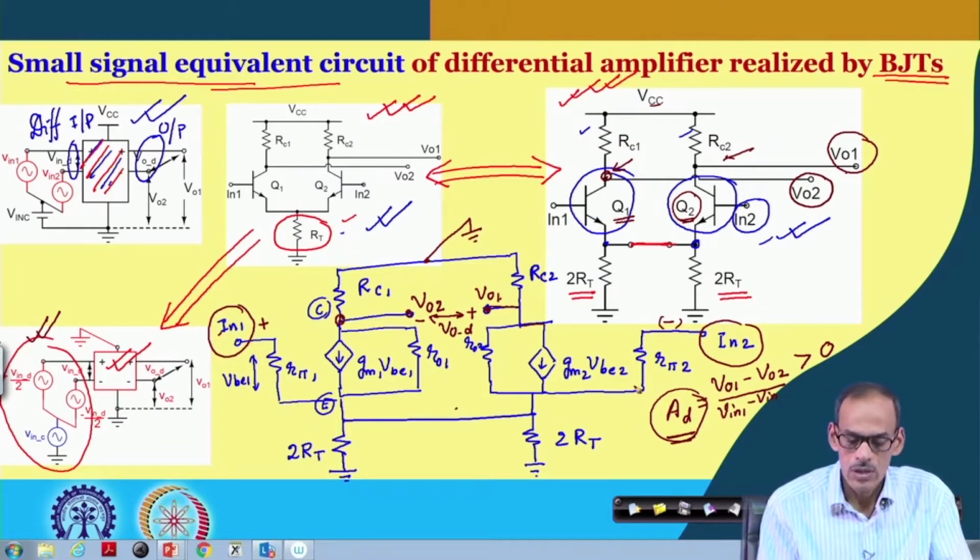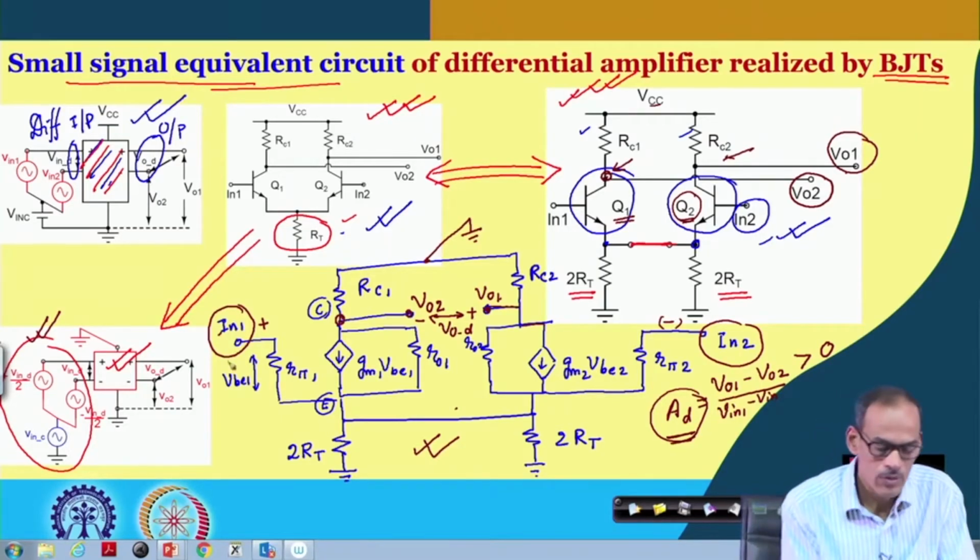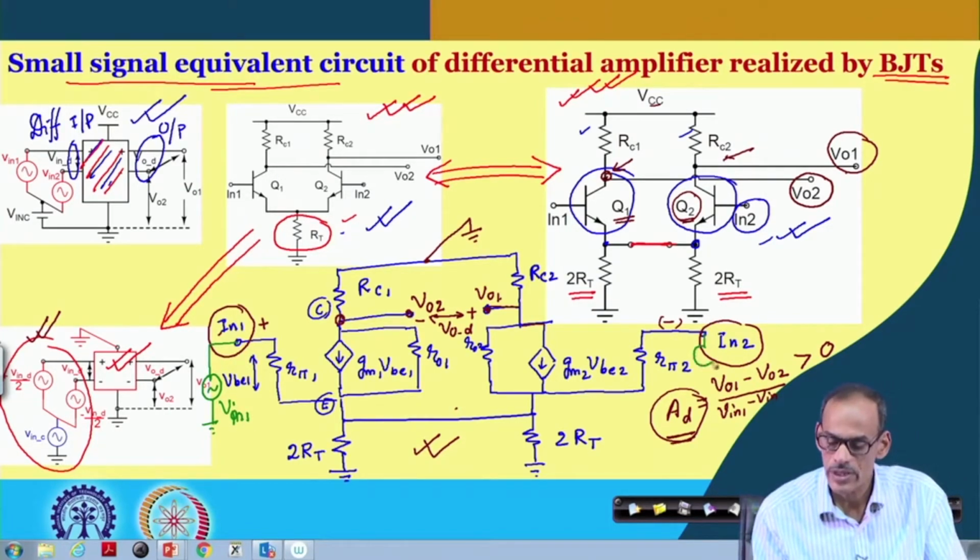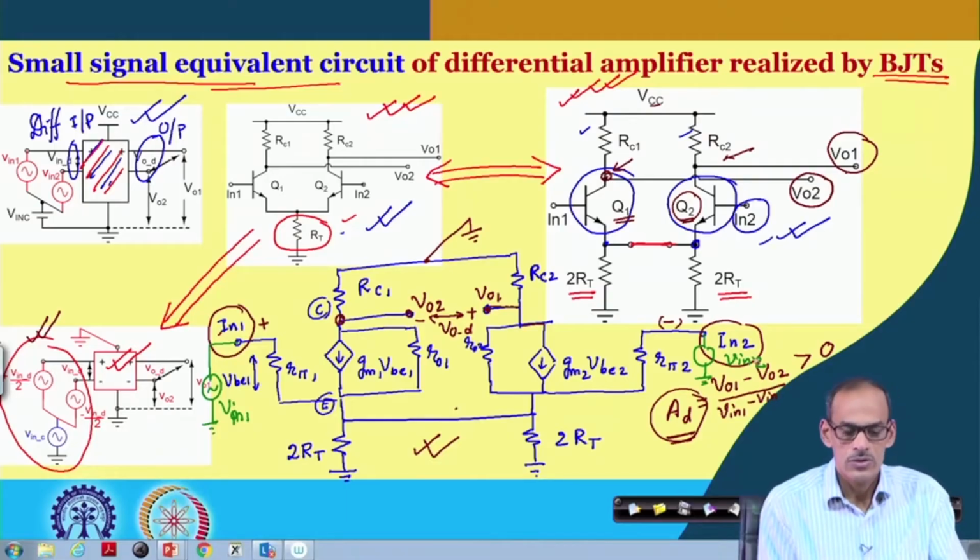Okay. So, this is the small signal equivalent circuit of the differential amplifier realized by BJT, and here we will be applying the signal. This may be called V in 1, and the signal here is V in 2, right. Okay.